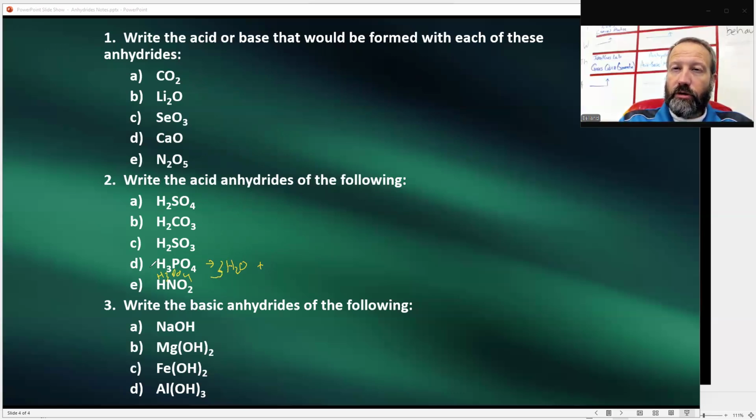I'm going to pull out three waters. Okay, so I have two H3PO4s. I'm just going to put the coefficient 2 there now. I'm not going to have it written twice. I'm going to put the coefficient 2 there. And what am I left with? Now look at this. I'm pulling out 6 hydrogens, and I'm pulling out 3 oxygens. 2 times 4.